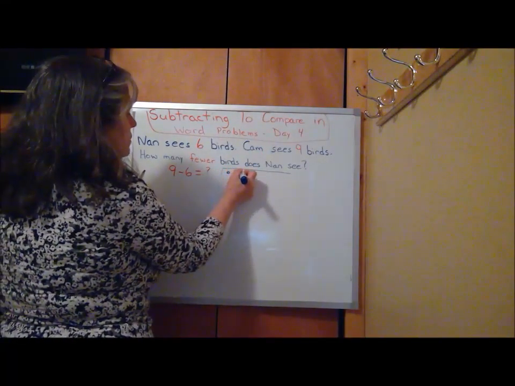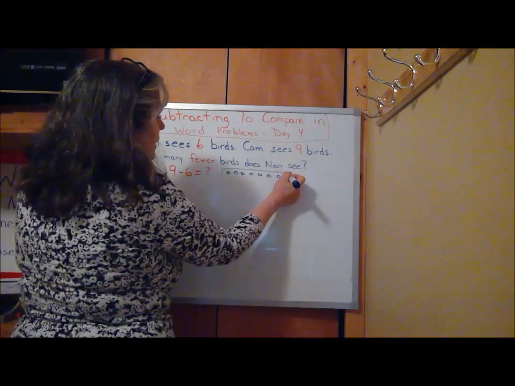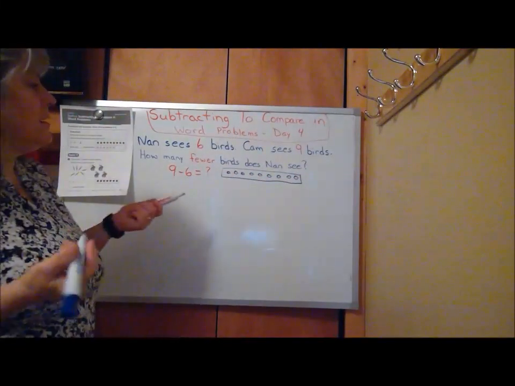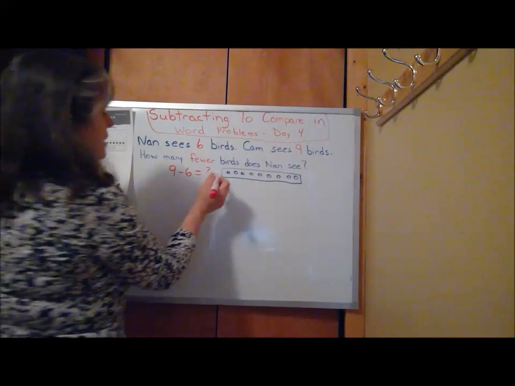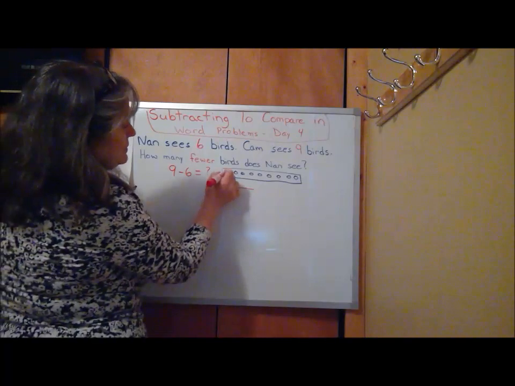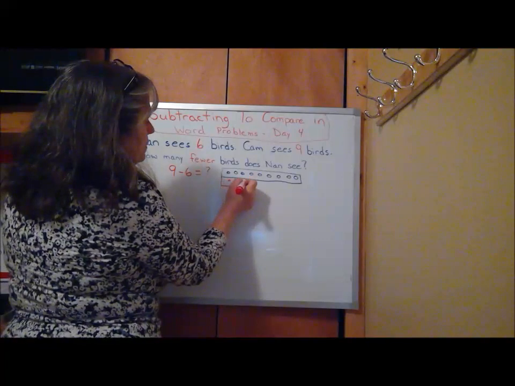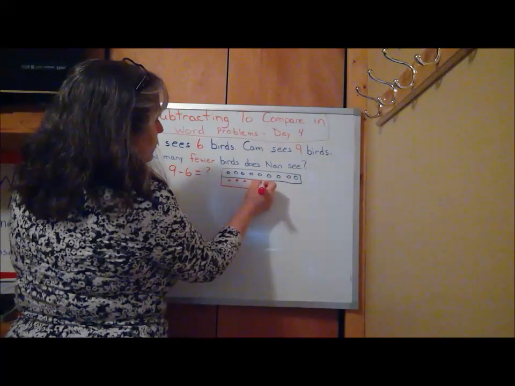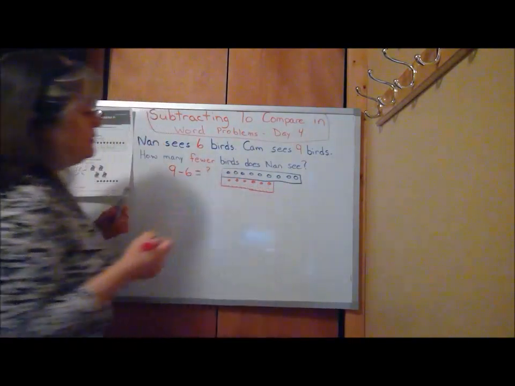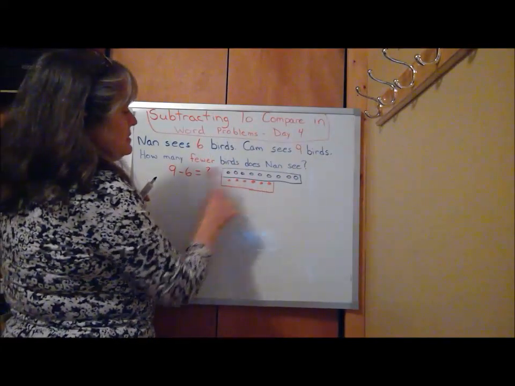1, 2, 3, 4, 5, 6, 7, 8, 9. All right, so that's how many Cam sees. That's my 9. Underneath, I'm going to do how many Nan sees. And I'm going to be kind of careful to line them up, and I'll show you why. 1, 2, 3, 4, 5, 6. All right. So Cam sees 9 and Nan sees 6.